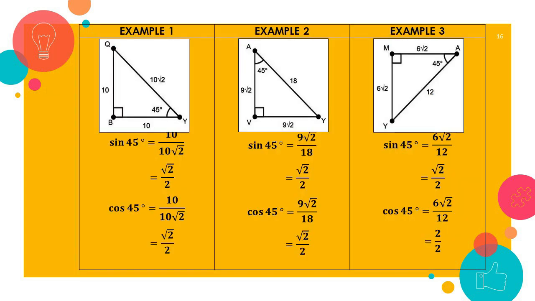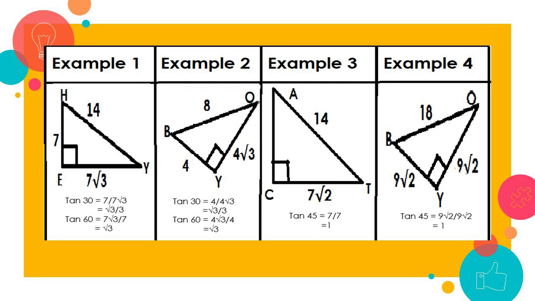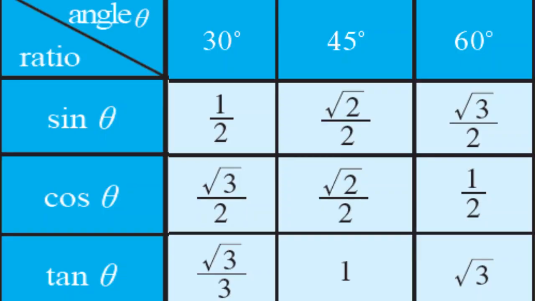On the other hand, we also have here a 45, 45, 90 degree triangle. Upon getting the sine of 45 degrees, it always leads to square root of 2 over 2. And the cosine of 45 degrees, regardless of the size of these three triangles, also gives square root of 2 over 2. For the tangent of 45 degrees, since we consider this as an isosceles right triangle, we always get an answer which is 1.